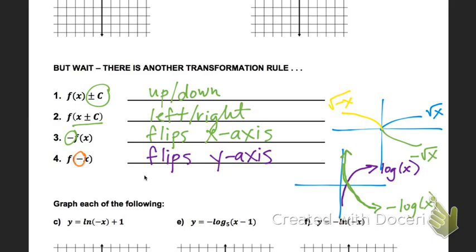If I flip the y-axis, use red, it looks like that. That would be log of negative x. I thought you said we wouldn't deal with the negative log. You won't evaluate it, but you'll graph it. So you can graph them, you just can't evaluate them.